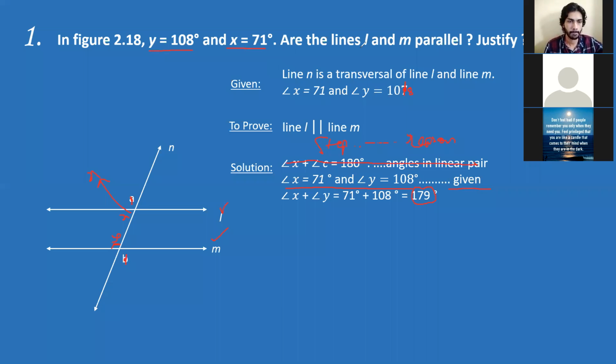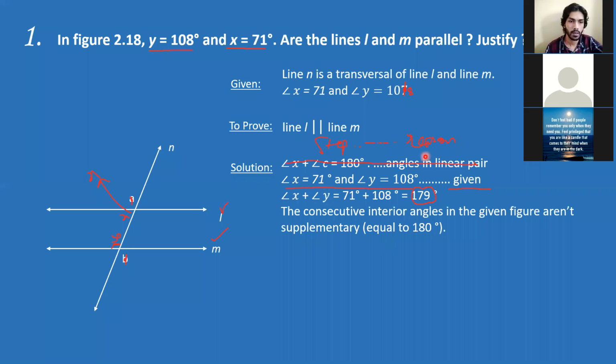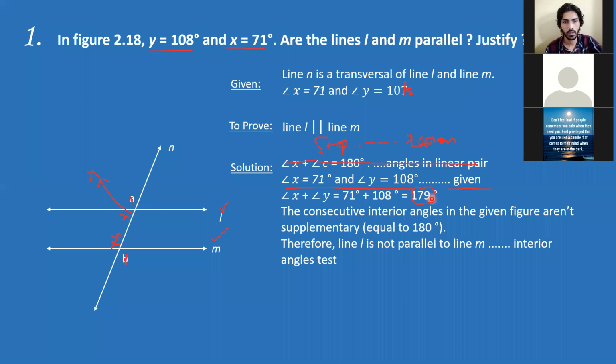Because the sum of interior angles should be 180. Absolutely. That's it, the entire question is done now. Consecutive interior angles should always be supplementary, 180 degrees. Therefore, these lines are not parallel. And again, I've given the reason over here: because of the interior angles test, folks. That's the reason. That's how you do something like these. Nothing difficult. So I go to the next sum.